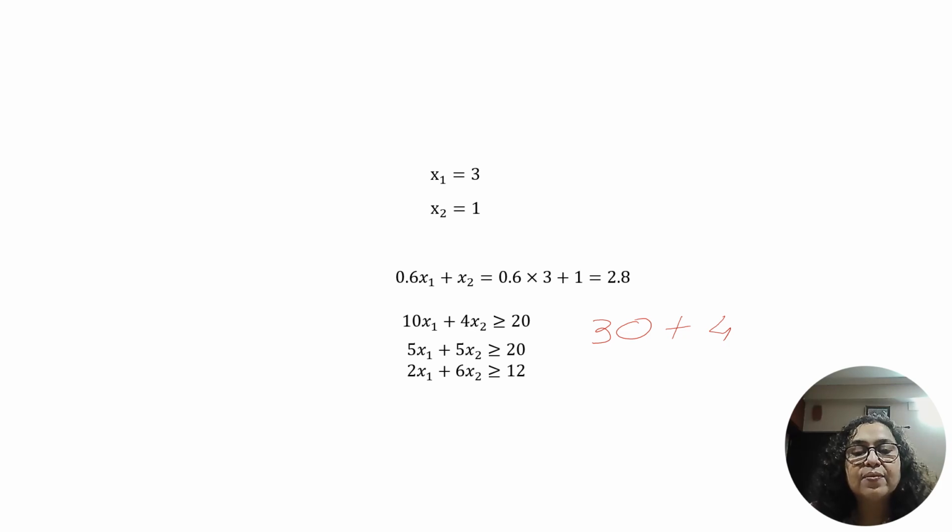Next one, that is 5. 5 into 3 is 15, plus 5, that is equal to 20. So it is satisfying the calcium constraint. It is more than satisfying the calcium constraint. This is exactly satisfying the protein constraint. And in this case, 2 times 3 is 6, plus 6 into 1, 6, is equal to 12, exactly satisfying the vitamin A constraint. Right? So we have solved our minimization problem graphically.